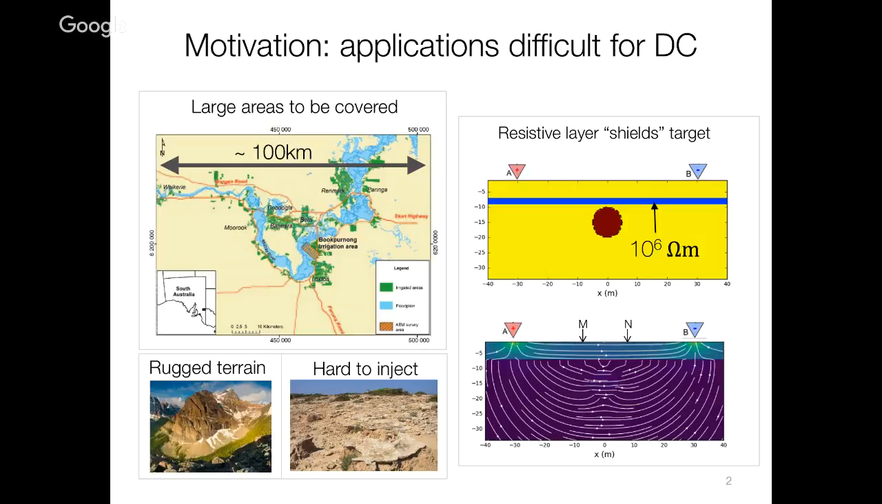So now let's look at some motivations where it's really difficult to apply DC resistivity. If you think about it, here's one. We've got large areas, so maybe it's like 100 kilometers across, right? I mean, the thought of putting in a whole bunch of electrodes, you just don't want to think about it. We had this resistive layer, we already saw that. And we've got maybe rugged terrain or places that are really hard to inject. I mean, if you're in Brazil, especially if you're on land, there's got to be all kinds of places you just simply can't get into. You've got jungle. How do you drag wires through? You just don't want to go there, right? So we need something else.